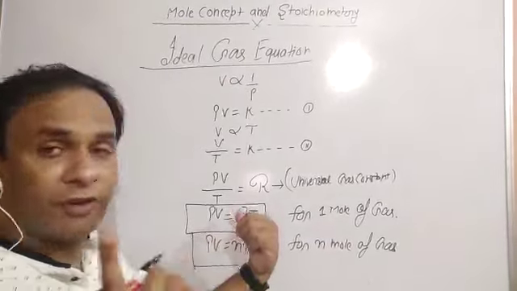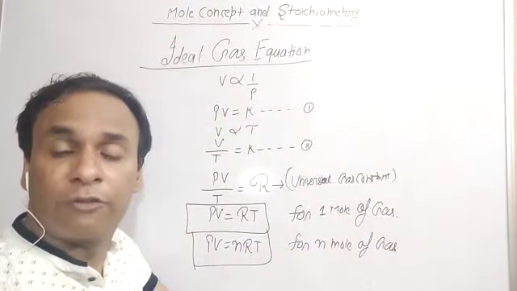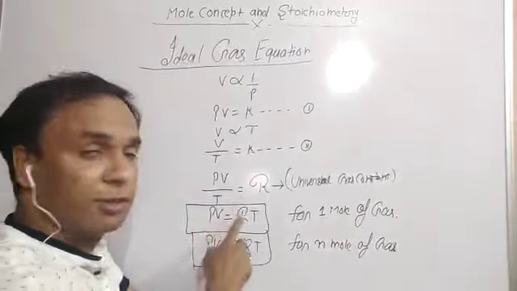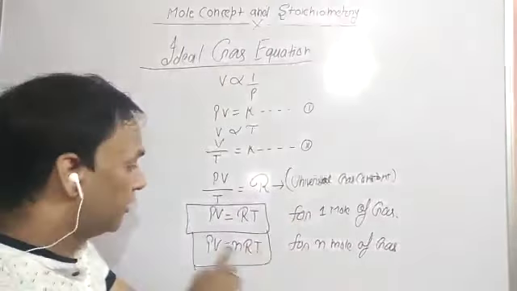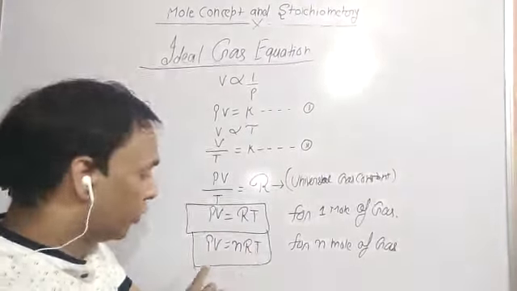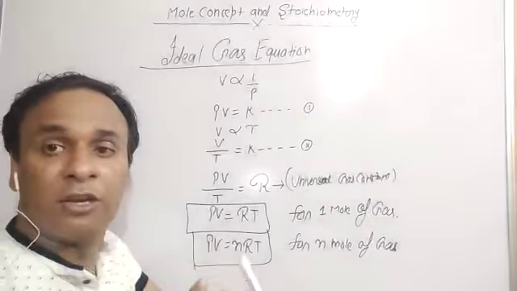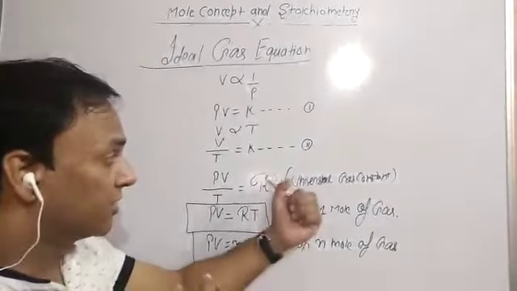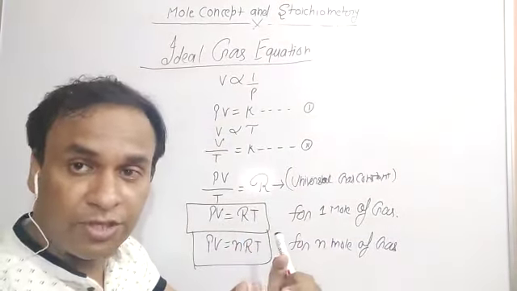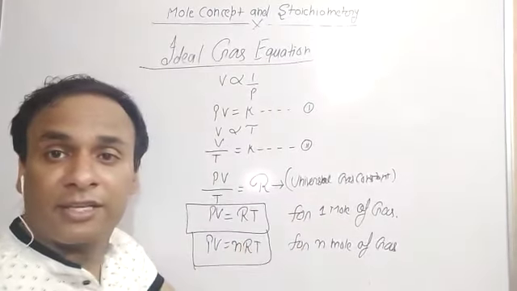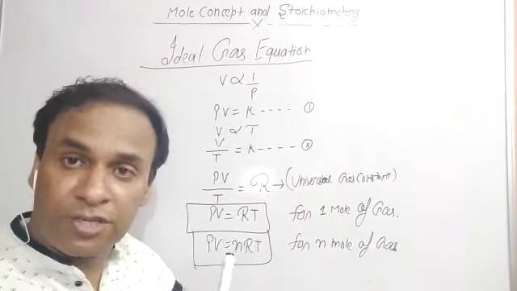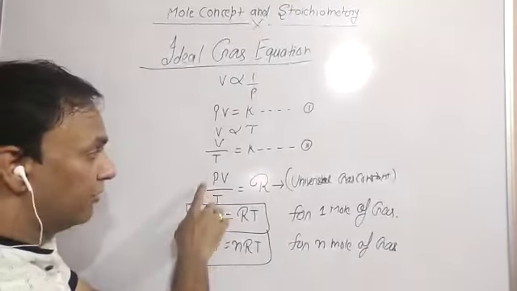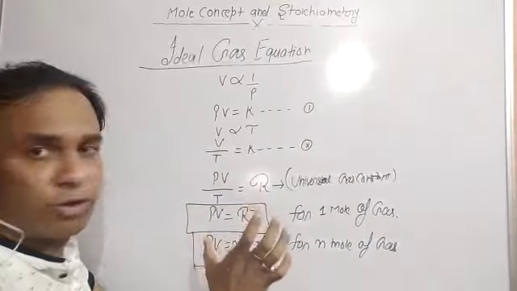Suppose for 1 mole of gas, PV is equal to RT. For 2 moles of gas, PV is equal to 2RT. For 3 moles of gas, PV is equal to 3RT. For n moles, PV is equal to nRT. What is P? Applied pressure. V, volume. n, number of moles of gas. R, universal gas constant; this value never changes. And T is absolute temperature, measured in the Kelvin scale. Clear? So PV upon T is equal to a constant. This is a very important relationship.